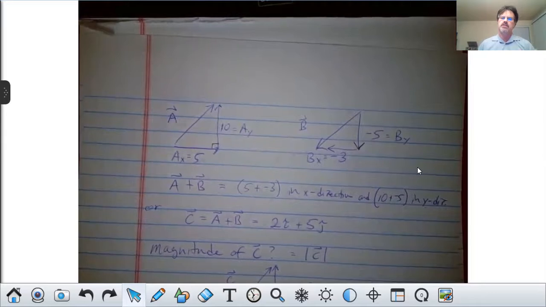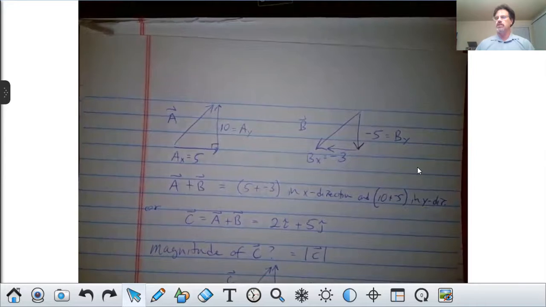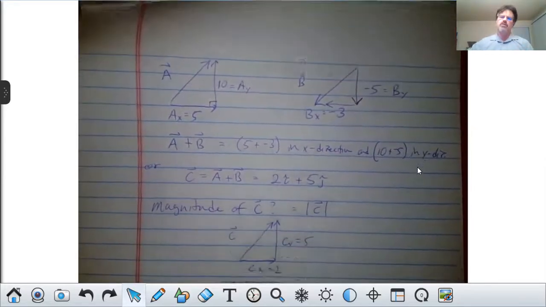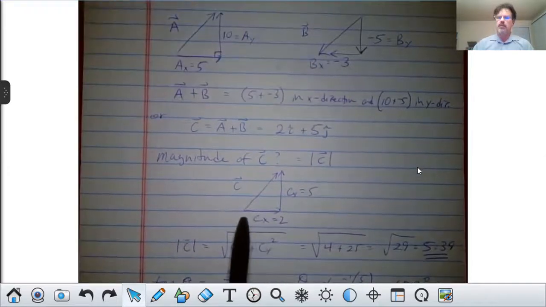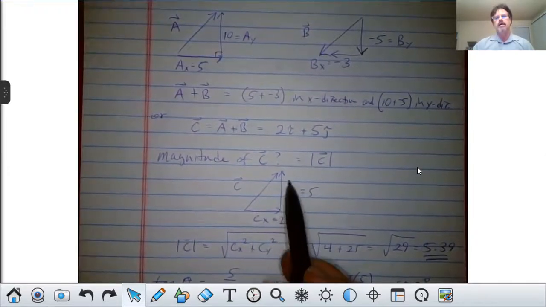There are other notations. Some people just use an x with a hat and a y with a hat. So it's really just a simple notation to tell me which one's the x and which one's the y component. So now if I drew my vector, I would draw my x component for vector c going over 2 and my y component going up 5.